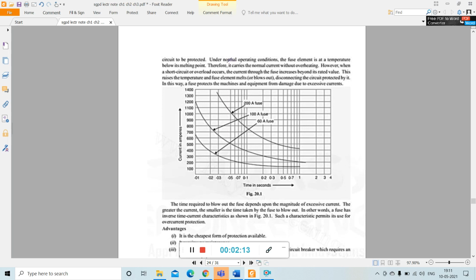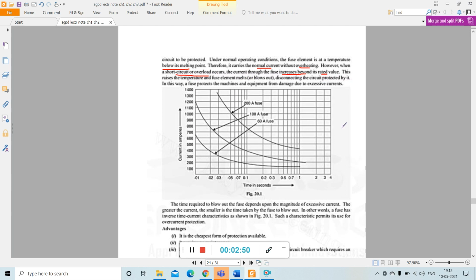So how does it work? Under normal operating condition, the fuse element is at a temperature below its melting point. Therefore it carries the normal current without overheating. When short circuit or overload occurs, the current through the fuse increases beyond its rated value. This raises the temperature and the fuse element melts or blows out, disconnecting the circuit protected by it. In this way the fuse protects the machines and equipment from damage due to excessive current.